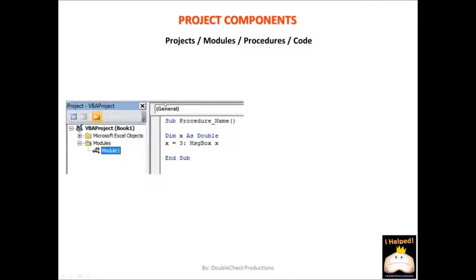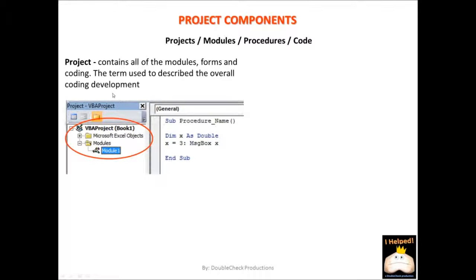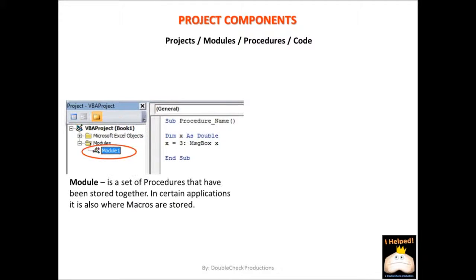So here we have an overview of the project and its various components. So the overall thing that we have is we're going to have a project. That's going to be where all of your forms, your modules, your coding, your objects, that's where everything that you're trying to accomplish is going to take place. It's a project. Your module is a component of a project. You can have multiple modules. It's within the modules that we do all of our coding.